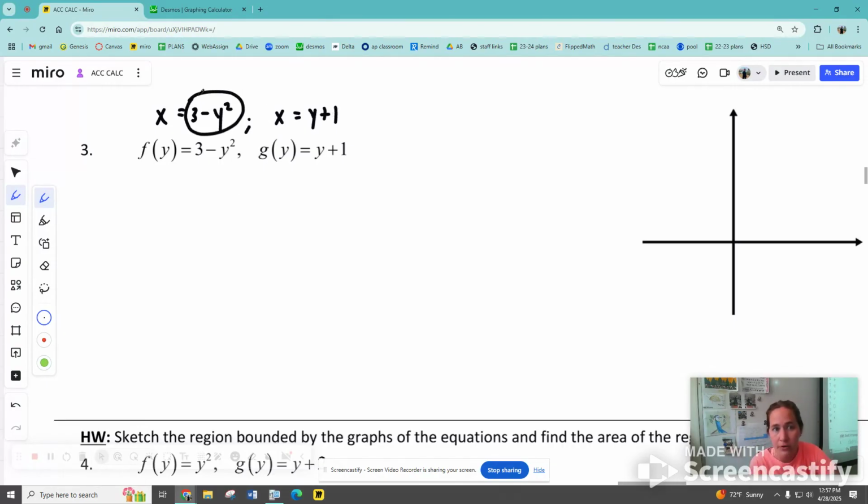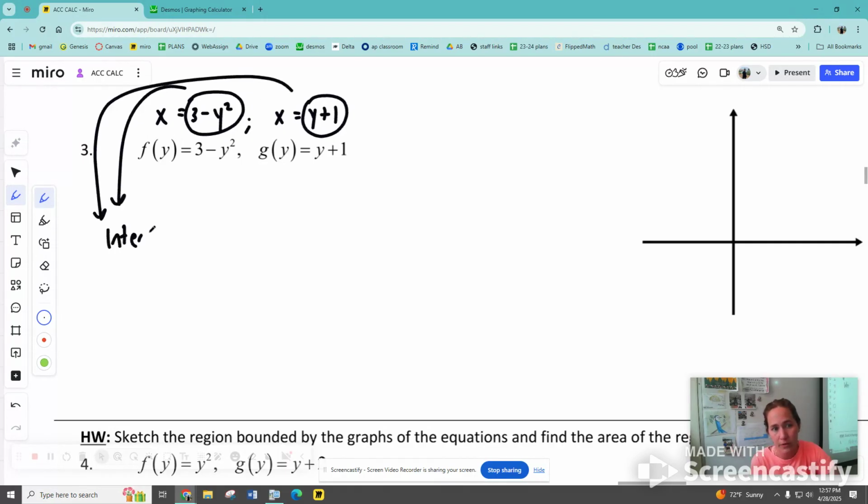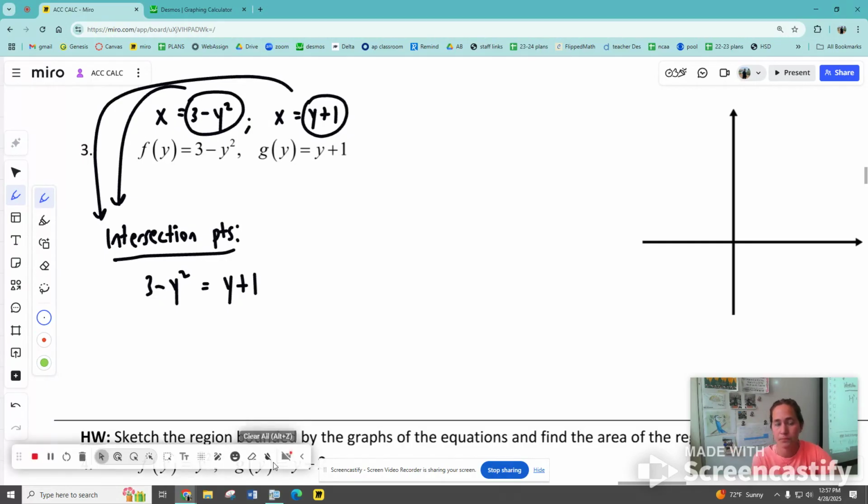Intersection points. I'm going to do like I did earlier, so feel free to either use technology or set these two parts equal. So intersection points: 3 minus y squared needs to equal y plus 1. And we pick a side. For everything, let's pick the right. And we'll say y squared on the right plus y, and then 1 minus 3, minus 2.